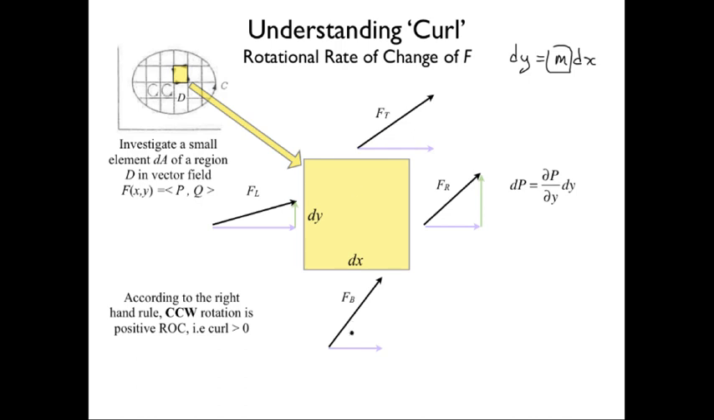Because if we're going up like this, it's only those horizontal vectors that are going to cause rotation. So what we care about first of all is the rate of change of P with respect to Y. Now what about the vectors on either side of this, horizontally, left and right? What are the components that are going to contribute to turning? Just the Q's. So we want to get rid of the P's. Ready? Watch.